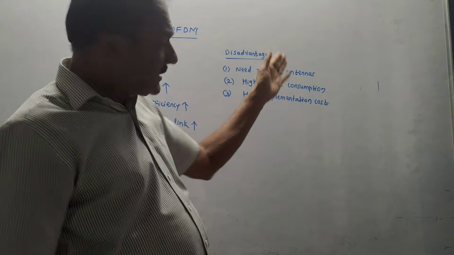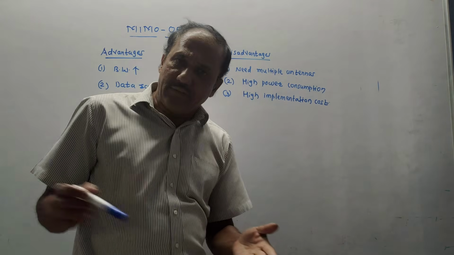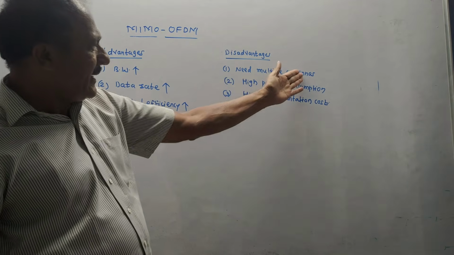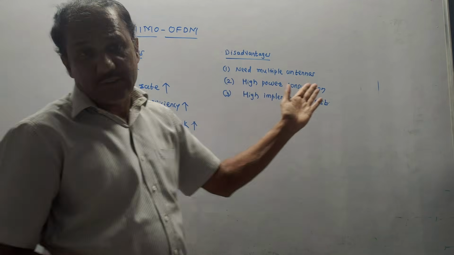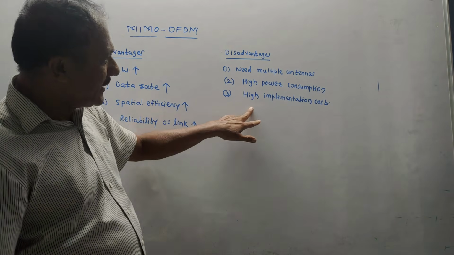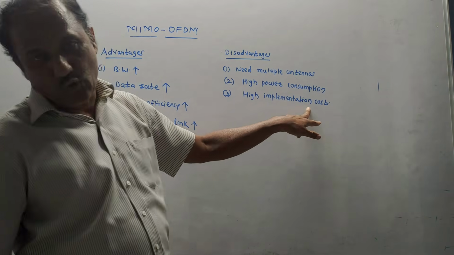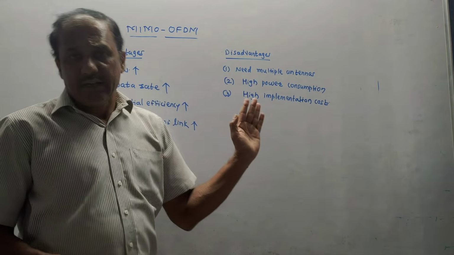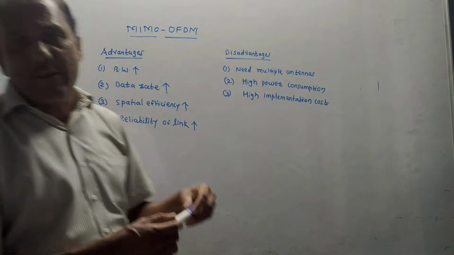There are a few quite obvious disadvantages. It needs multiple antennas, and there is high power consumption. Obviously, we are using so many antennas and corresponding blocks, and there is a high implementation cost. So these are a few advantages and disadvantages of the MIMO OFDM system.